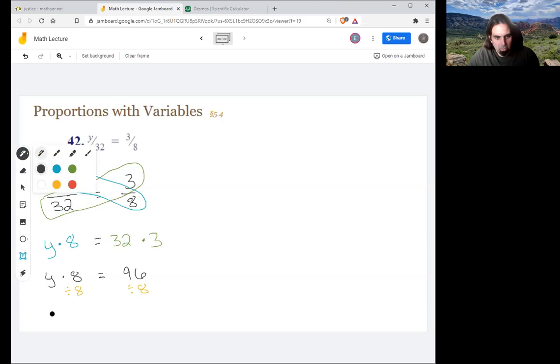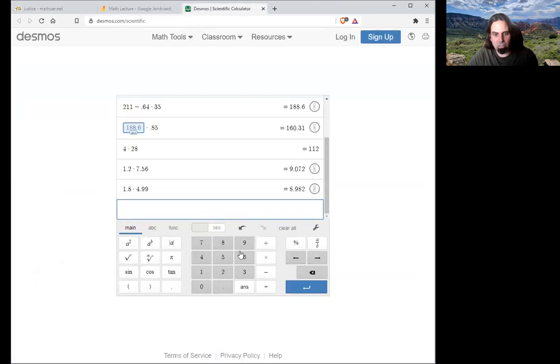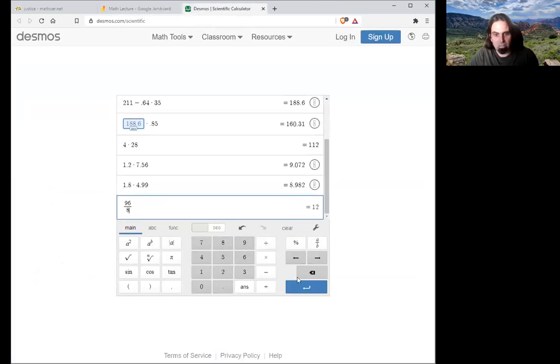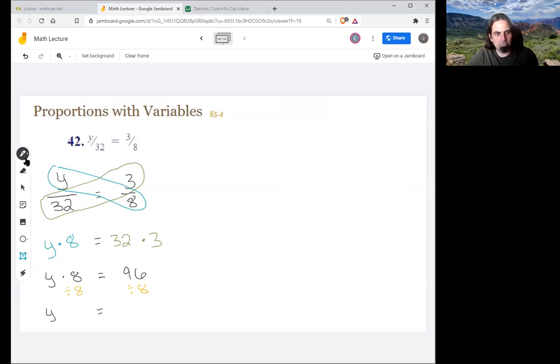I had asked you earlier to keep a heads up that division in this line might trip you up, but it will never happen. Since our cross multiplying is always multiplying, these are always nice and simple. They will never trip you up. So 96 divided by 8, and I get 12. And I could plug it in, put a 12 there and check and see if it works, and it would.